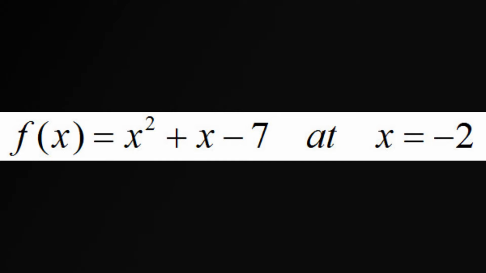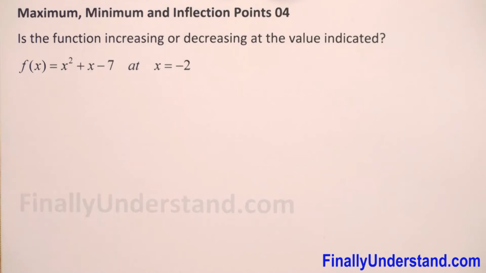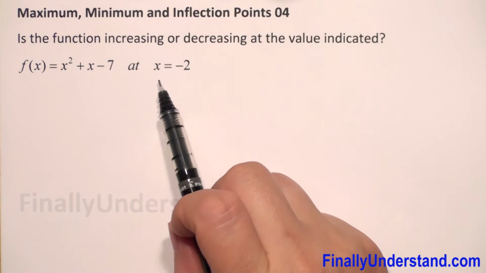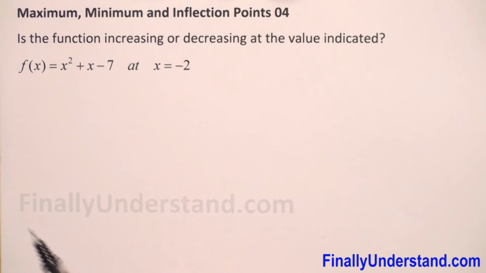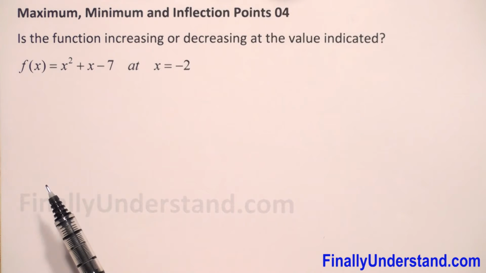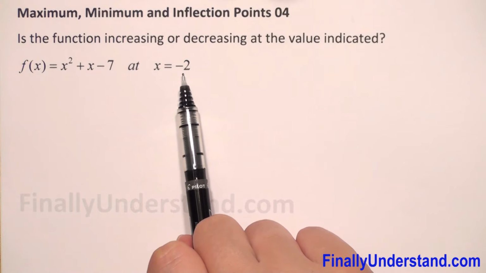We have function f, x squared plus x minus 7, and we have to find if our function is increasing or decreasing at the given value. In this case, we have x equals negative 2. So, to find if our function f is increasing or decreasing, we need to find the first derivative and calculate the value of the first derivative for x equals negative 2.